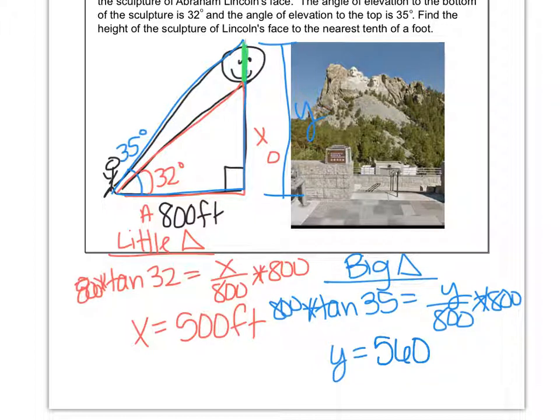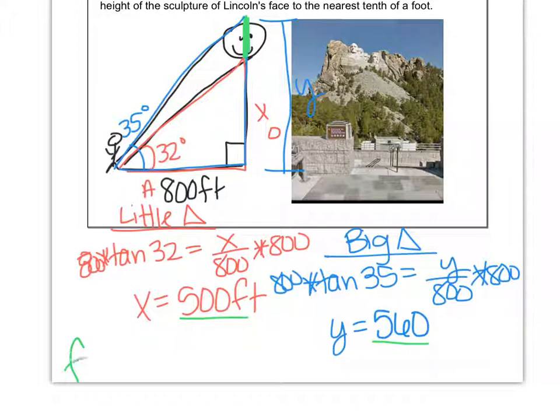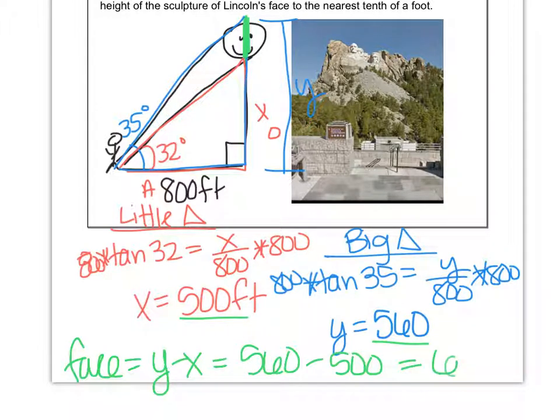If all we want is that green section, and I know the whole thing Y is 560 and the little triangle is 500, if I subtract them, it'll give me that green section. So to get the face, I'm going to do Y minus X. That's 560 minus 500, and I get 60 feet. So for some of these where you're measuring something high, you actually have to find two triangles and then subtract to find just the little section. If I know the whole part and the part that I don't need, I can find the part that I want. So let's look at this next.